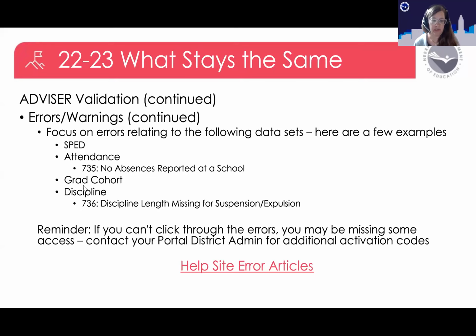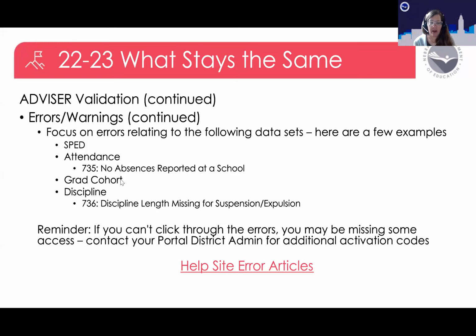Attendance data, say perhaps error 735, you have no absences reported at a school. So you have a whole school that has perfect attendance. Sounds kind of crazy, but maybe you do. That one's particularly a warning, so it's not an error. You don't have to fix it, but it's saying data looks funky, take a look.